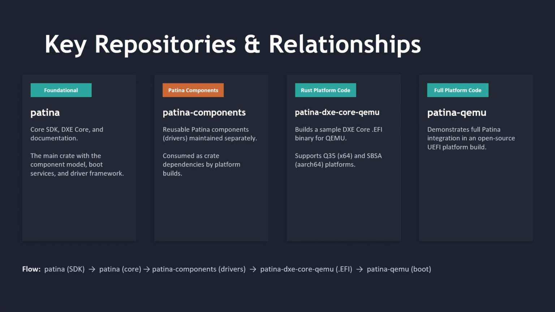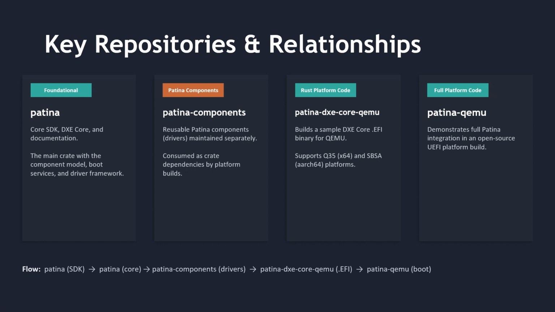Because Patina is monolithically compiled, that means that we take the Patina DXE core library crate from the Patina repo on the far left. We combine that with individual component library crates from the next repo to the left, and we build that into a single .efi image targeting a given platform.